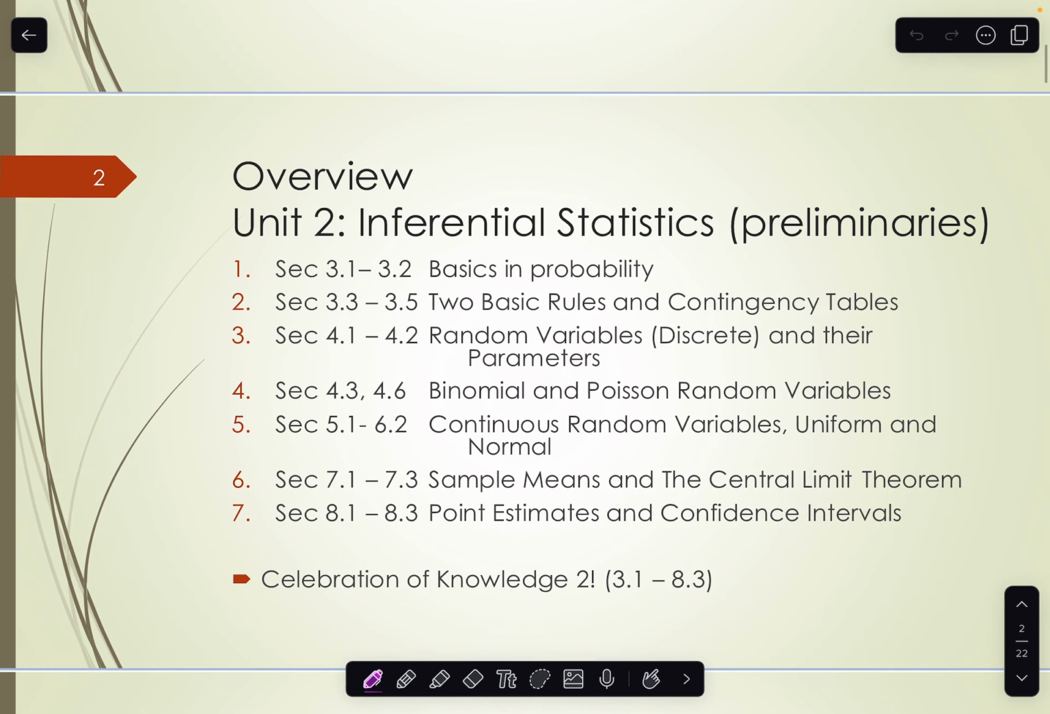All right, so where are we in all of this? Well, we've talked about basic probability and the two basic rules in random variables, which is an extremely important concept in inferential statistics. We looked at two examples of discrete random variables, and that's binomial and Poisson. And today we're going to talk about continuous random variables, namely the uniform and normal distribution.